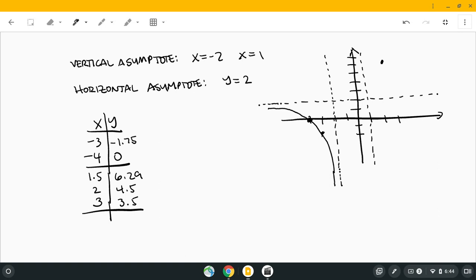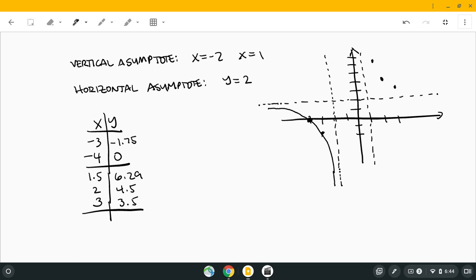So somewhere way up there. And then 2, we get 4.5. Yeah, that one looks like it's over too much. Okay, 2, we get 4.5. 1, 2, 3, 4.5. And then 3, we get 3.5.